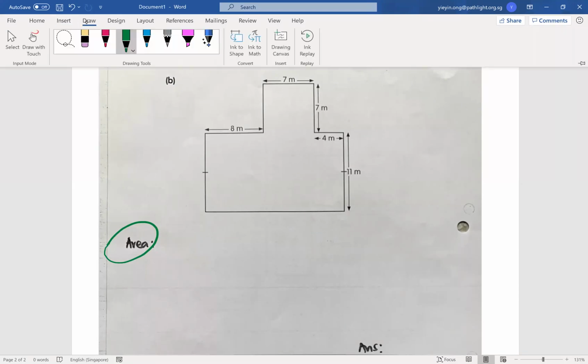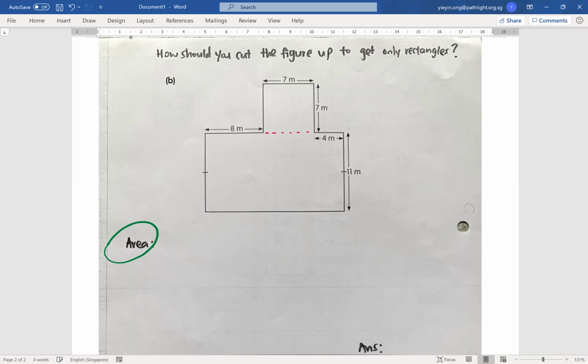Before we find the area, we have to cut up this composite figure. So we cut here, one line, to get A. Is this a square or a rectangle? You can call it a rectangle, but to be more specific, it is a square because it has equal sides. So all sides of this square A are 7 meters. Okay, because it is a square that has 4 equal sides.